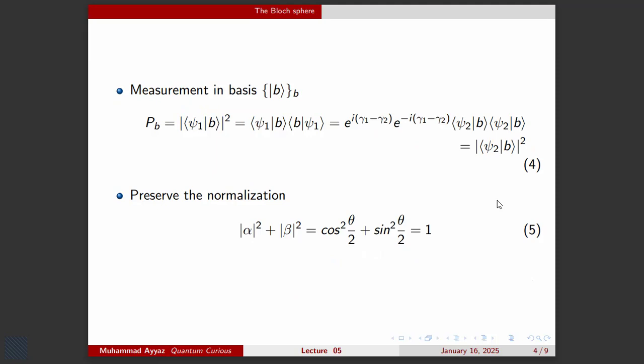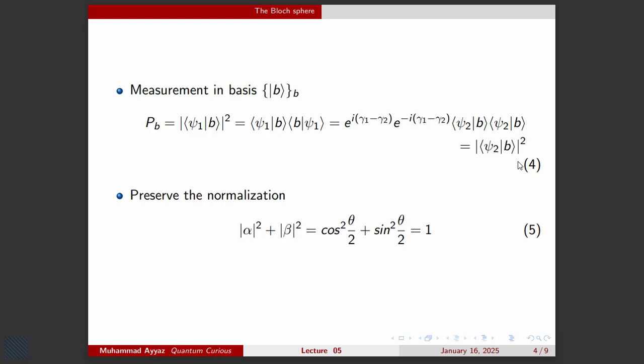It is represented as the mod square of the inner product of psi 1 and P, and we could open this mod square and write it as the multiplication of the conjugate of the inner product and its normal form. So writing psi 1 in terms of psi 2, we could open this up in more detail, and we could see that these exponentials are going to cancel each other. So we get the mod square of the inner product of psi 2 and psi P.